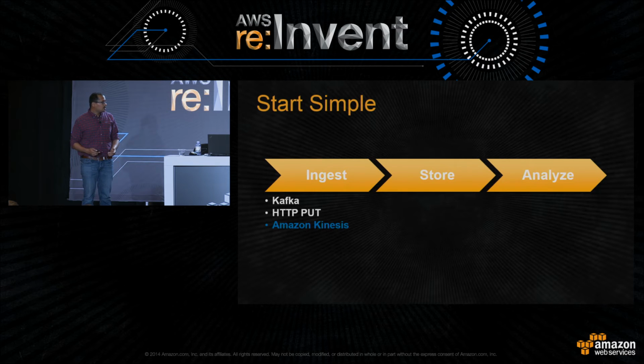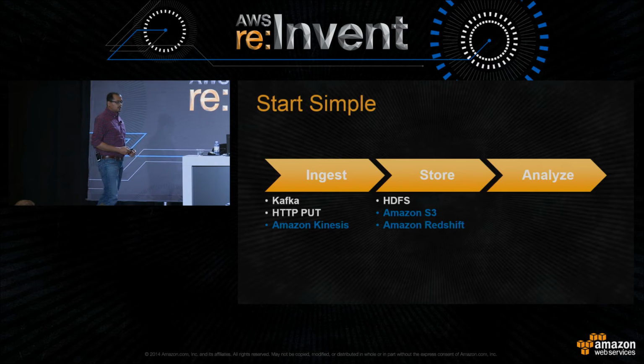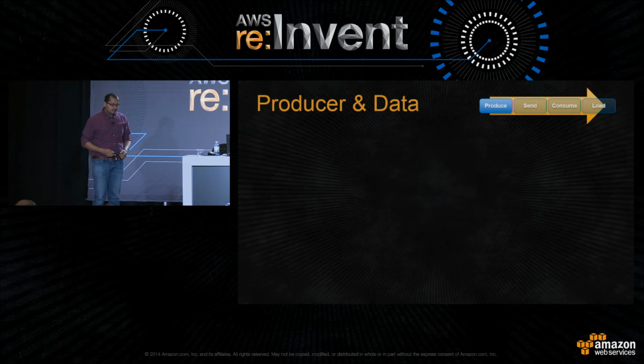So we decided to go with Kinesis for ingestion of data. For storing, we are using Amazon S3 for permanent archival of the data. And we are using Redshift, so we can run any ad hoc analysis on top of our data. With that said, I'm going to walk through each component of this simple data pipeline. We have the producer, sender, consumer, and the loader.